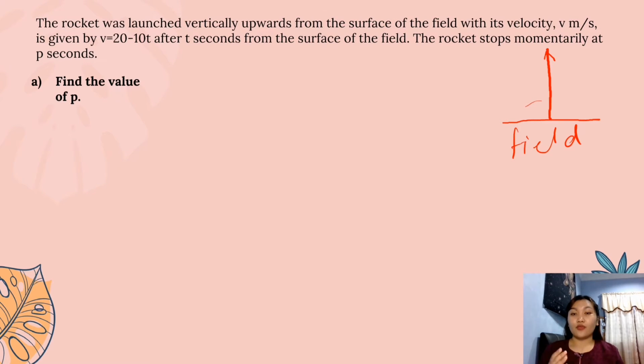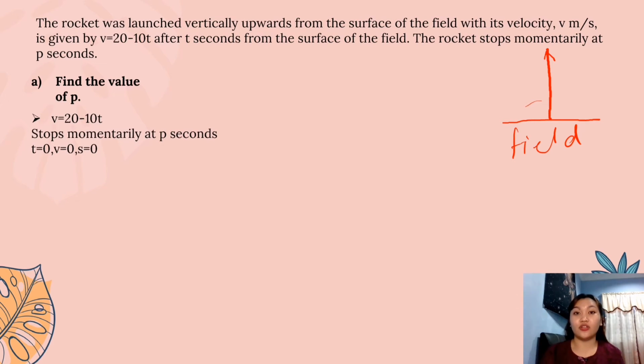The rocket reaches the maximum height that it can go, then stops for a little bit, and then falls down to the ground. Now you can imagine the situation, right? I hope you can. So the information given: v equals 20 minus 10t, stops momentarily at p seconds.